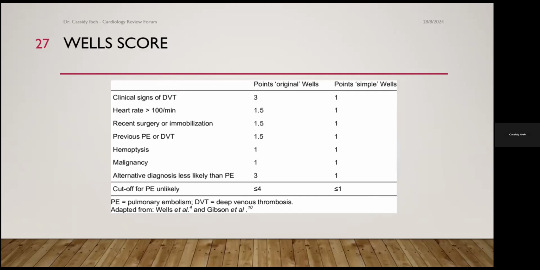Now, the Wells score was also developed for the assessment of this patient, whereby you want to look at the clinical signs of DVT, heart rate greater than 100 beats per minute, recent surgery or amputation, hemoptysis, and malignancy. So you can say PE is unlikely using the original Wells score if it's less than or equal to 4, and if it's more than 4, then it may be regarded as likely.